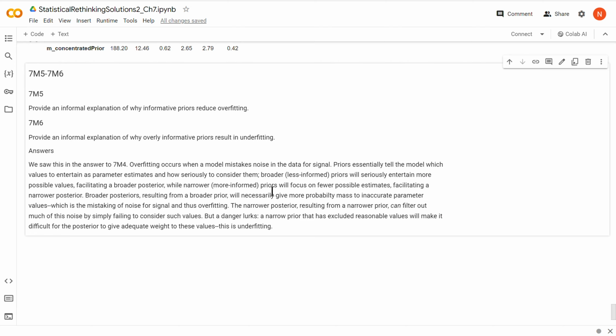But we saw everything that we needed to see in order to answer these two questions in our answer to 7M4. Okay, so I'm gonna scroll back up there to that here in just a second. But first, let me define how I think about overfitting. So I tend to think of overfitting as occurring when models mistake noise in the data for signal.